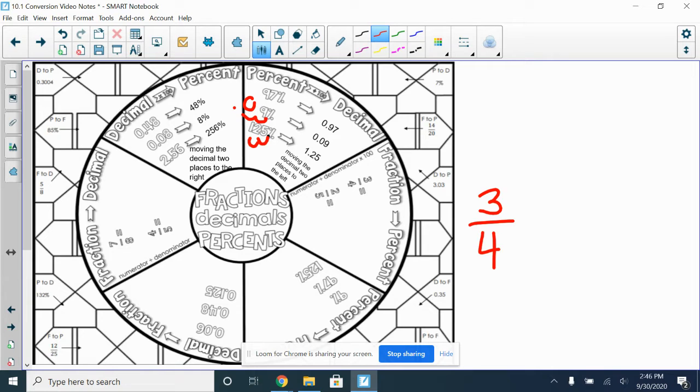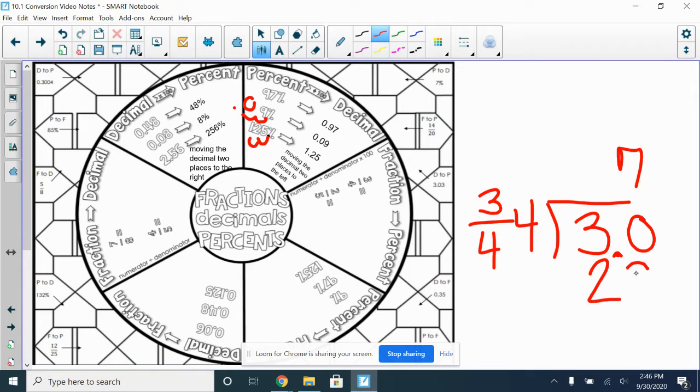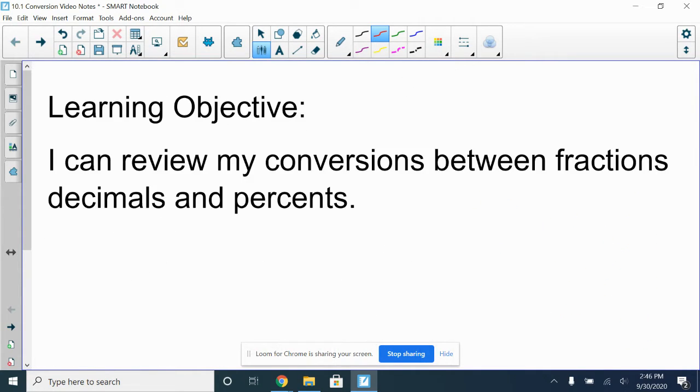We know that our top dog goes in the house. So our numerator is being divided by our denominator. So our top dog goes in the house. 4 does not go into 3, so I need to do a decimal and a 0. 4 goes into 30 7 times, which leaves us with 28. 30 minus 28 leaves us with 2.